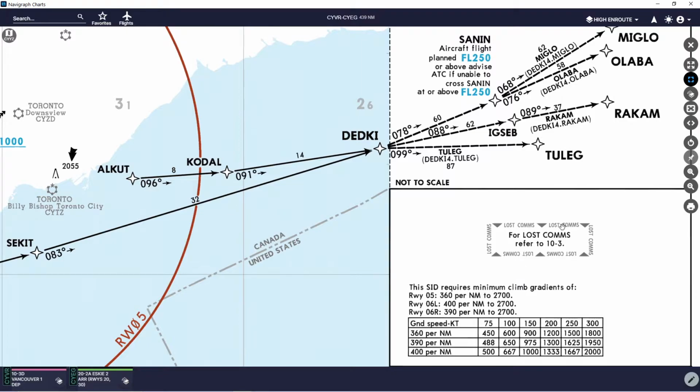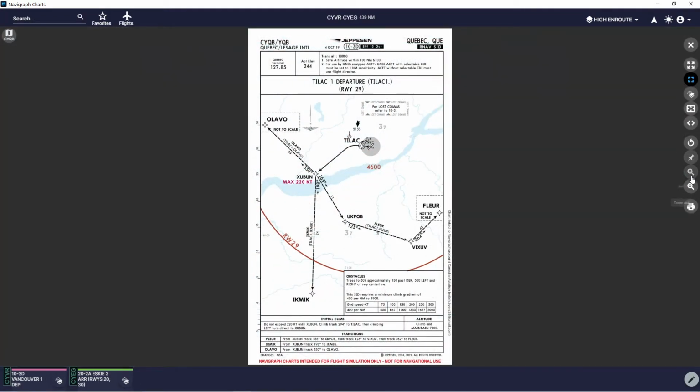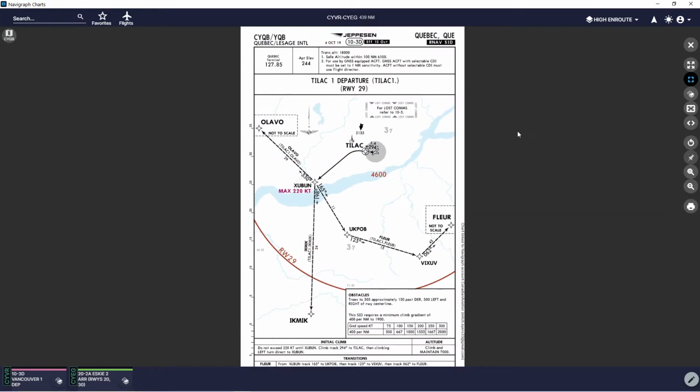So let's move on to the next and our final SID. Our final SID this evening is the TLAC-1 departure, which once again, we see that it is an RNAV SID. But you'll notice that this one's a little bit different. You don't see any triangles anywhere. Well, you see some triangles, but they're different triangles in this case.